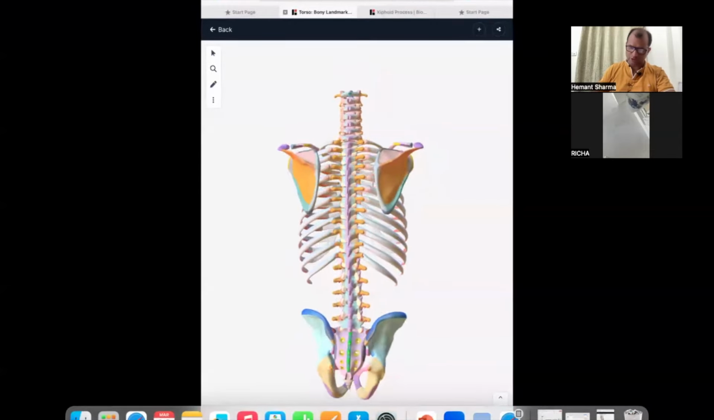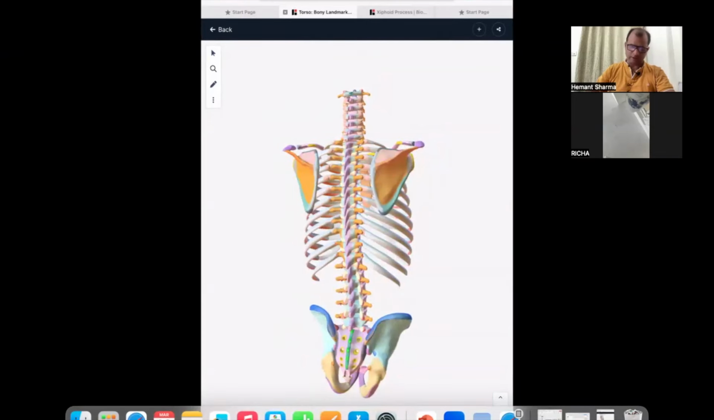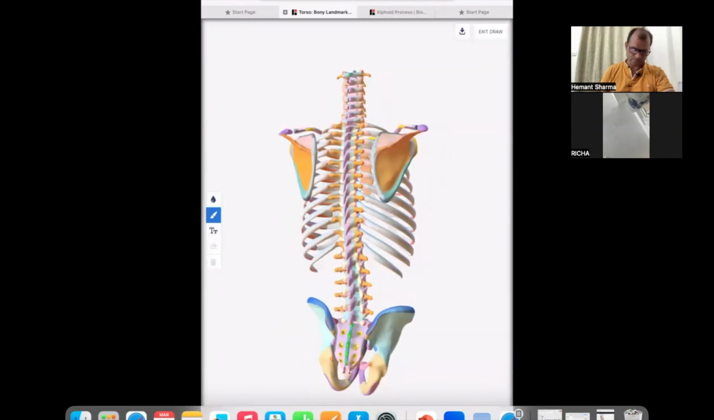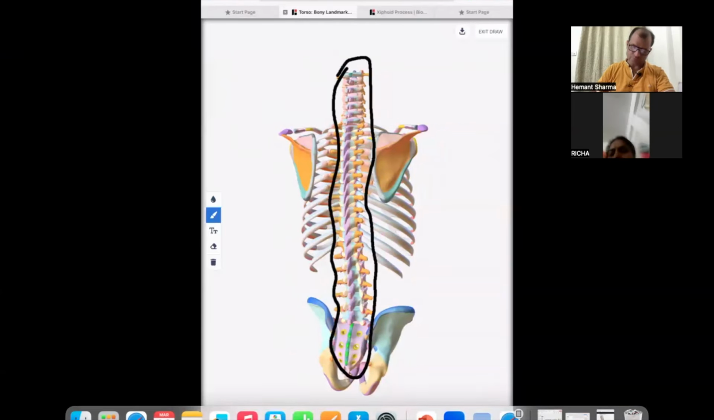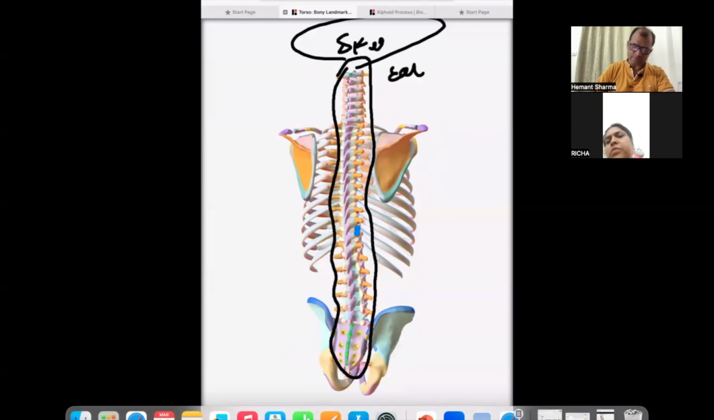So whenever we talk about the central part, जब हम central part की बात करते हैं, so this is the central part. This central part with the skull, with the ear, with the throat, all the bones of the central part are part of the axial skeletal system.